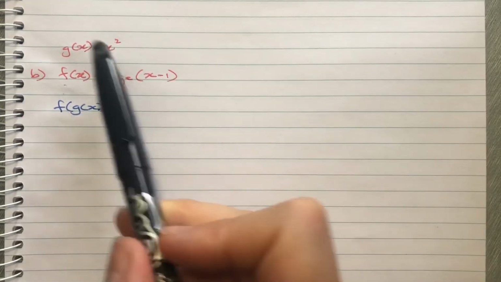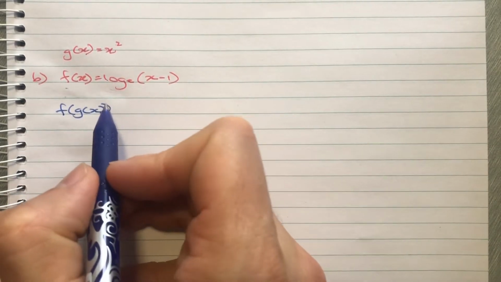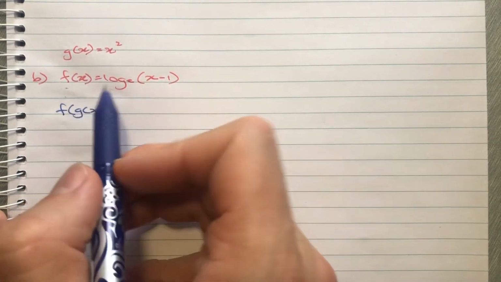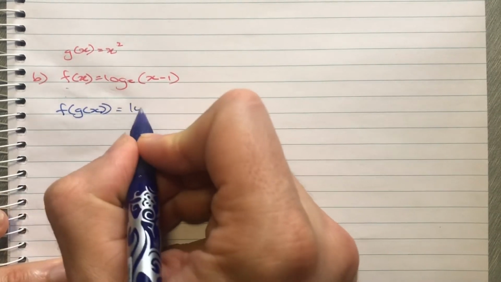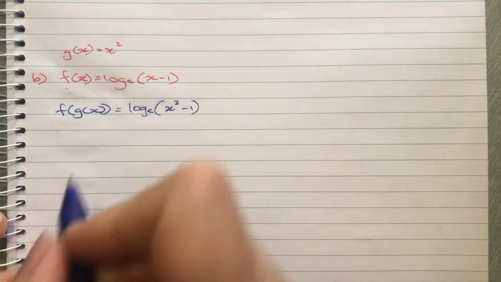Okay, so this time we've got these two different rules. Well, g is still the same, but we've got a different f, and we want to know what f of g of x is. We've been asked for the rule, and we'll give the domain and range afterwards. So let's put g into f. There we go, so there's our rule.